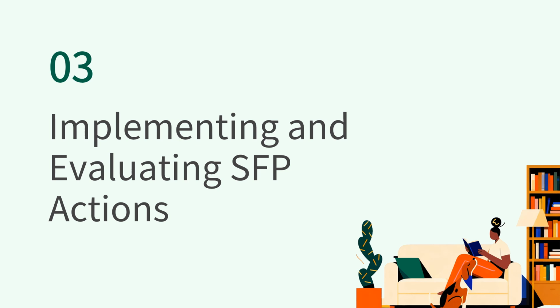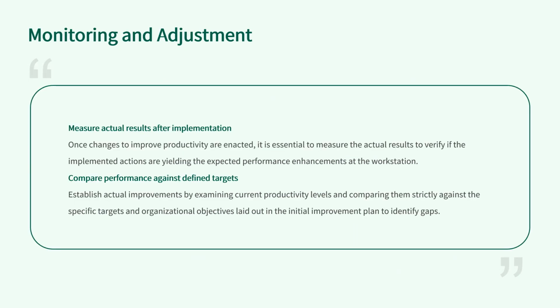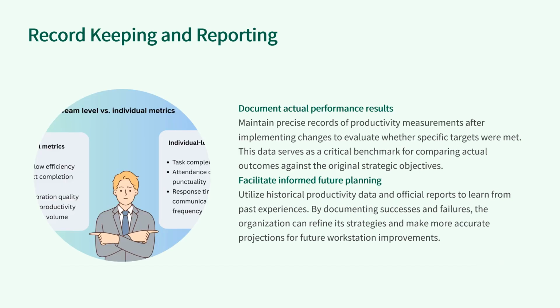Okay. Implementing and evaluating single factor productivity, execute productivity improvement plans. You can establish contingency protocols, in other words, in case something goes wrong, and then manage operational risks effectively. Monitor and adjust where necessary, and refine plans based on performance data that you've gathered.